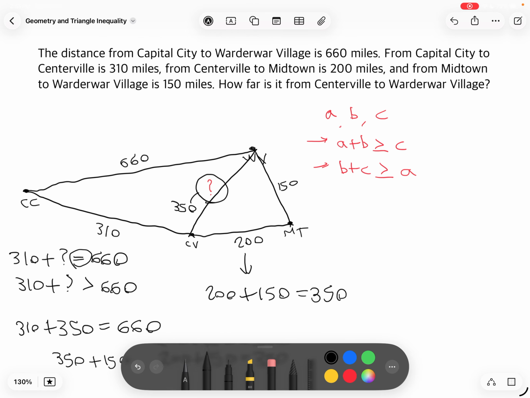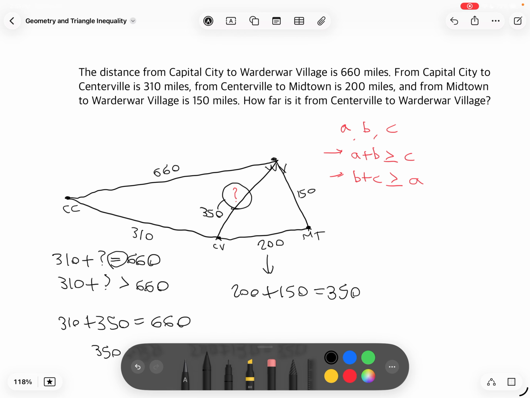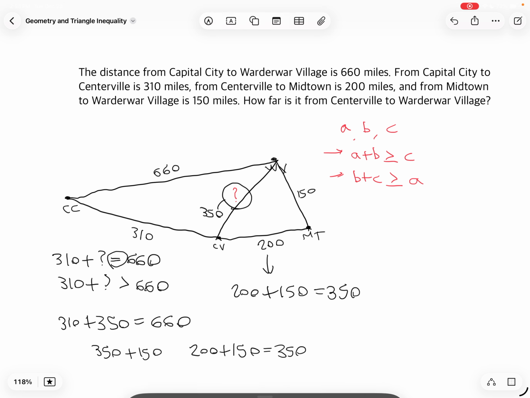So this was a geometry problem involving the triangle inequality and lengths between towns, and we leveraged that inequality in many ways to find the answer to the problem.